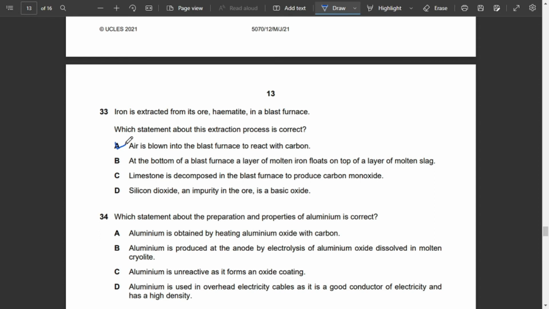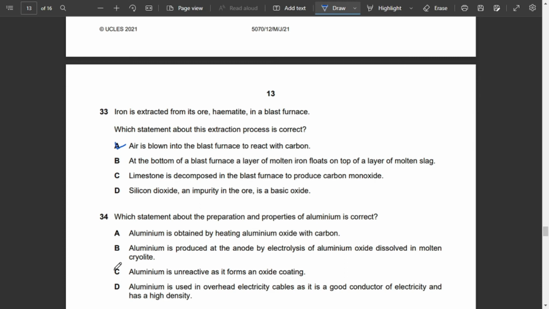Which statement about the preparation and properties of aluminium is correct? Aluminium is obtained by heating aluminium oxide with carbon. So if we look over here, aluminium is not obtained by heating aluminium oxide with carbon. Aluminium is produced at the anode by electrolysis of aluminium oxide dissolved in molten cryolite. Well, again, no, this is not the right answer.